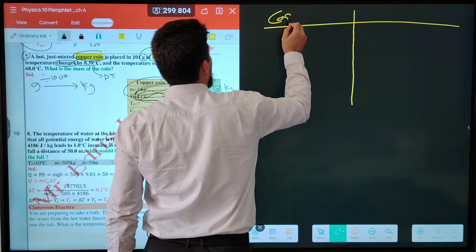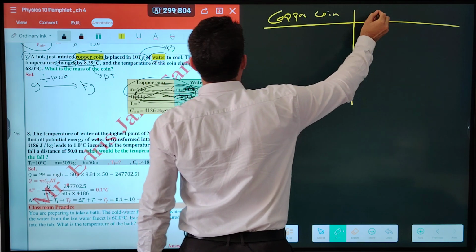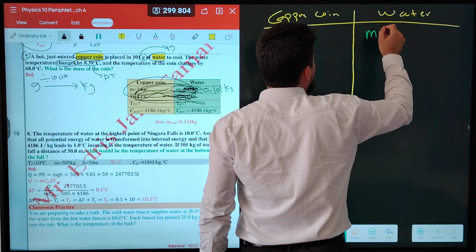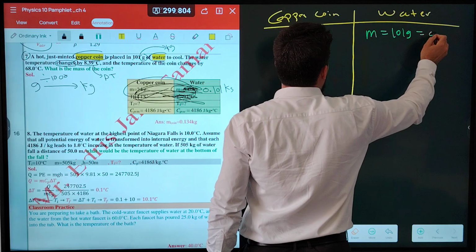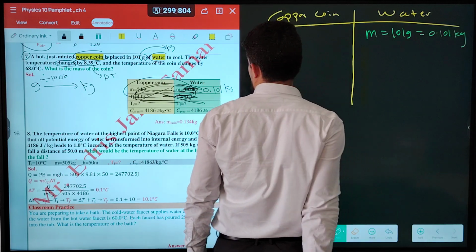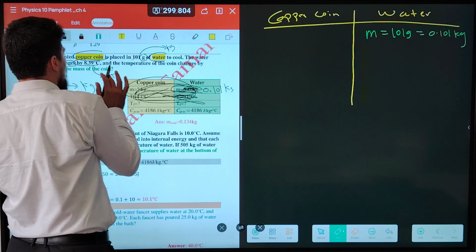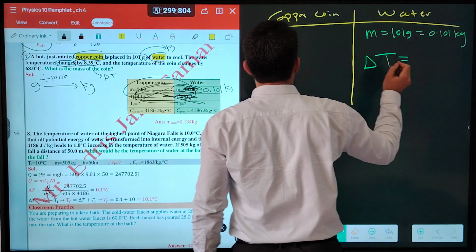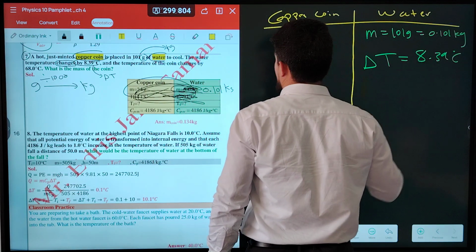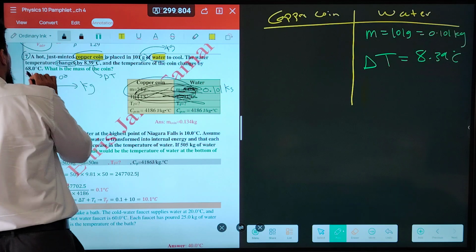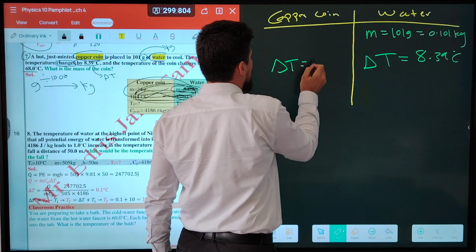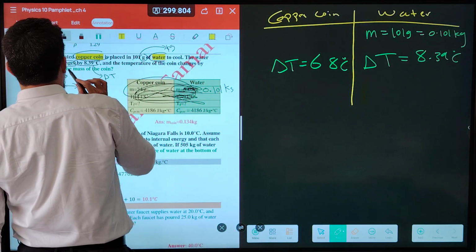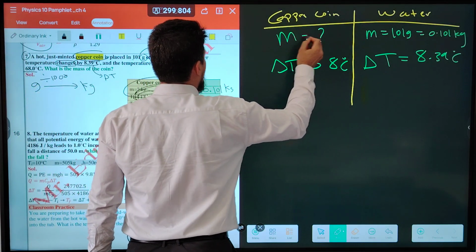We have a copper coin and water. So the mass of water was given in gram, 101 gram, which is equal to 0.101 kilogram. Convert to kilogram. And the water temperature change. What do you mean by temperature change? It means delta T, we don't have initial and final, is equal to 8.39. And the temperature of the coin changes by 68. For the coin, delta T is 68 Celsius. What is unknown? Mass of coin.